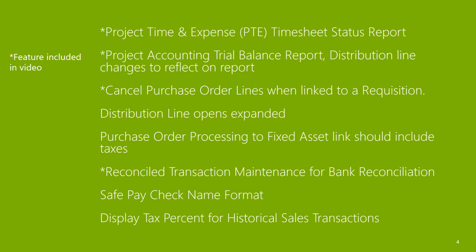The project accounting trial balance report distribution line changes will reflect on the report. Canceling purchase order lines when they are linked to a requisition. Distribution lines open when expanded. Purchase order processing to fixed assets link should include taxes. Reconciled transaction maintenance for bank reconciliation. Safe pay check name format. Display tax percentage for historic sales transactions.